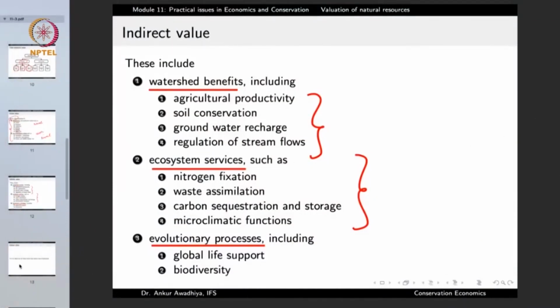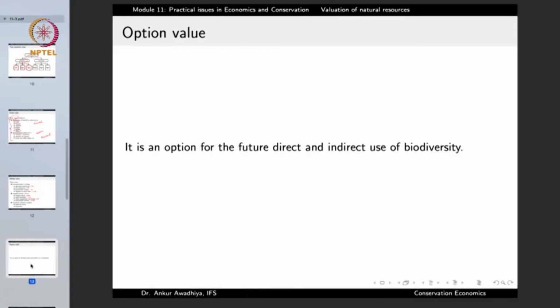And we also have the option value. It is an option for the future direct and indirect use of biodiversity. Now, what is an option? Suppose there is a forest and we have two options. One is that we can go into the forest, cut all the trees, and extract the timber. That is one way of using this forest. But you may also say that no, this forest has certain biodiversity and I might use it in the future. So I'm not currently using it, but I might use it in the future, so let us keep it as a forest. This value that you derive for a future use is an option value.